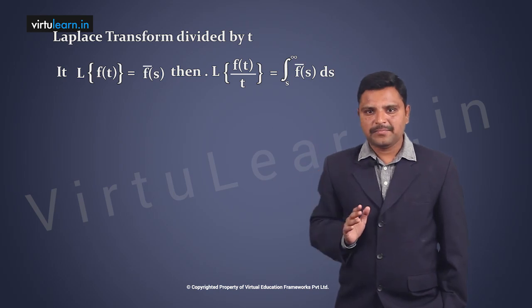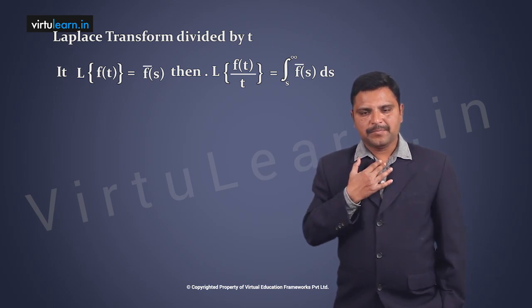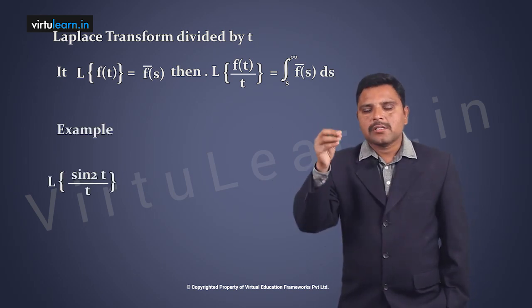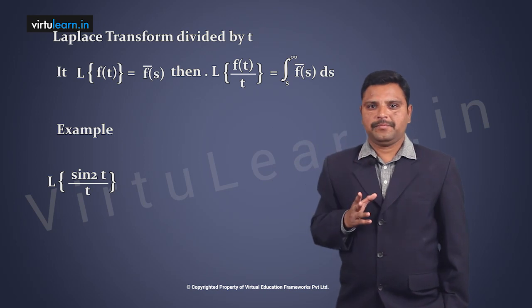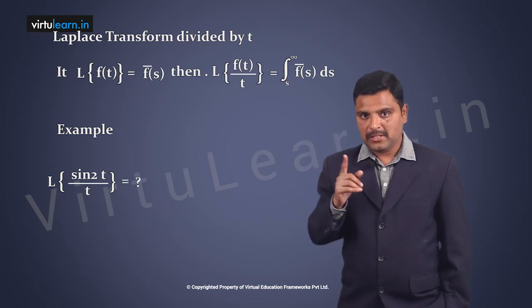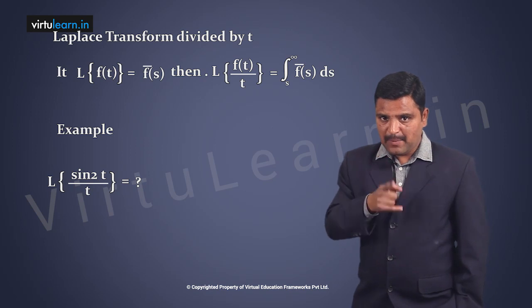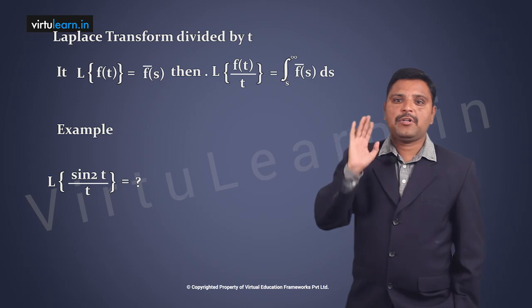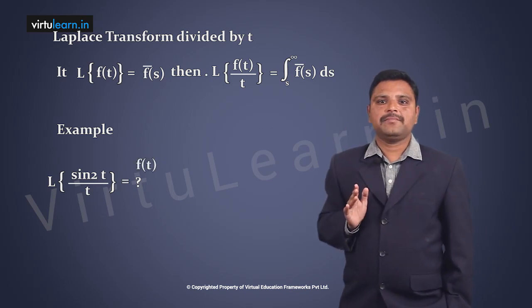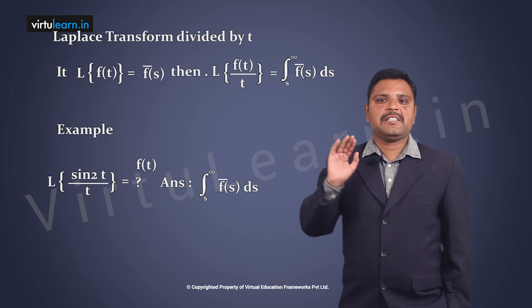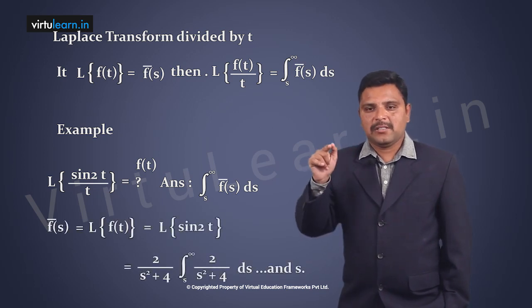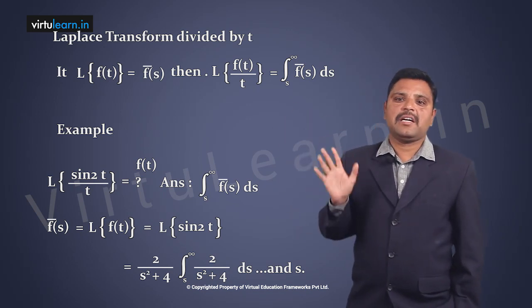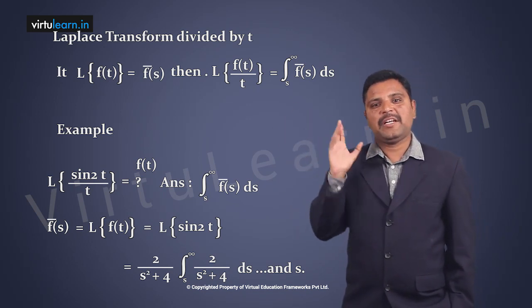Then the formula, once again I will explain with an example. Suppose the Laplace transform of sine 2t by t. Then how should I calculate this one? Observe the problem very carefully. The Laplace transform of sine 2t by t is required. In place of f of t, sine 2t is there, divided by t. Then this can be written as the integral from s to infinity of f bar of s ds, because it is in the form of f of t by t.